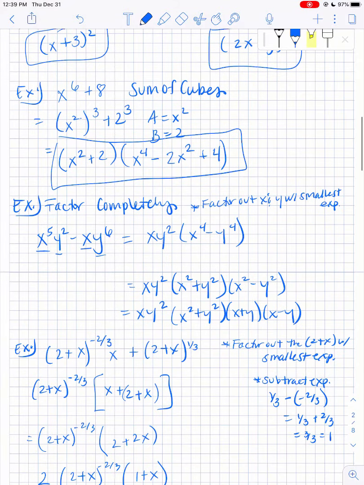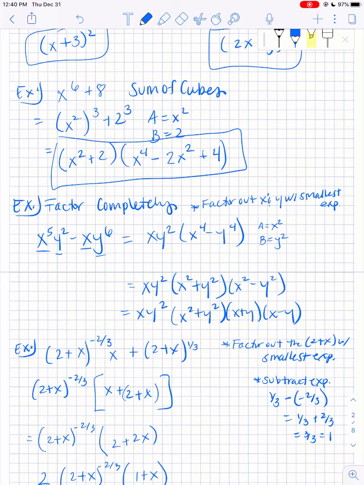And then this equals this form. And then we take a look at it and think, okay, can we factor any more? And as we can see, we have a difference of two squares. So our a is x squared and our b is y squared. So we go ahead and do x y squared, and then I do x squared plus y squared, and then x squared minus y squared.